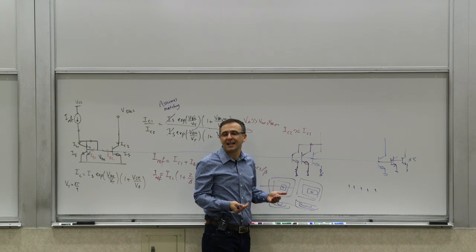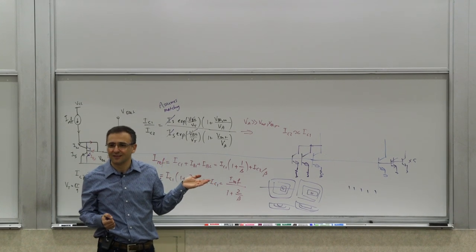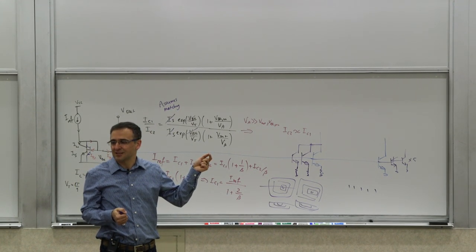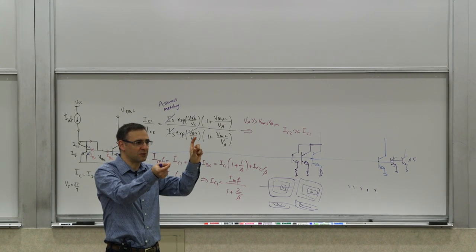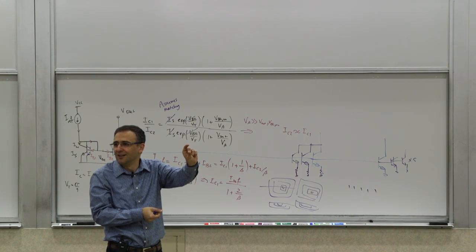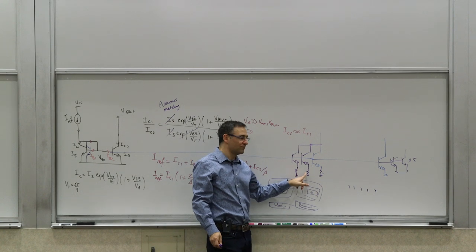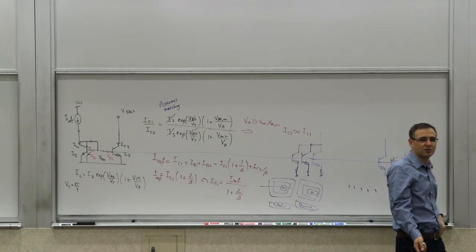You can think of this emitter degeneration as a negative feedback. Because as soon as you start increasing the current, the emitter voltage is going to go up because there's more current passing through that resistor, which basically lowers the base emitter voltage. And it doesn't have to be a big resistor. You can actually calculate exactly what it needs to be and add a little bit of margin to it.